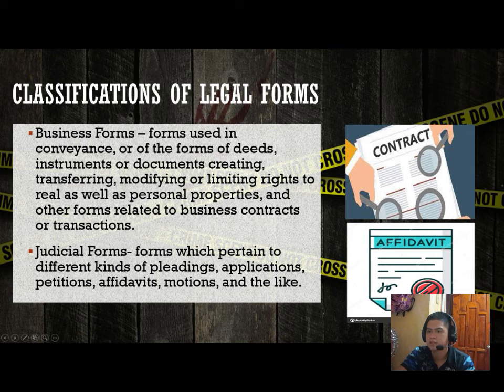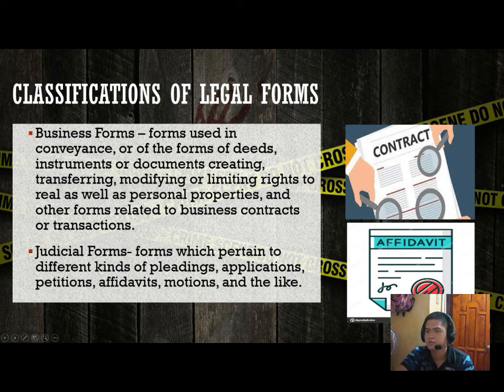The next is classification of legal forms. Business forms. So business forms is forms used in conveyance or of the forms of deeds, instruments, documents, creating, transferring, modifying, or limiting rights to real as well as personal properties and other forms related to business contracts or transactions. So business forms more on related siya sa mga transactions na involve ang mga business like forms of deeds, instruments, or documents creating and etc.